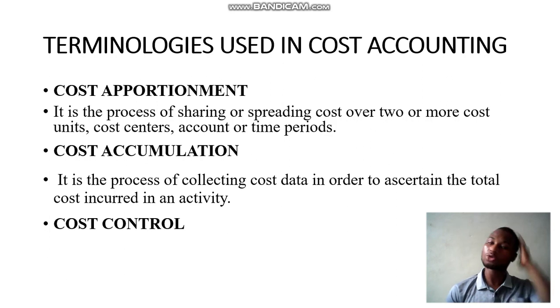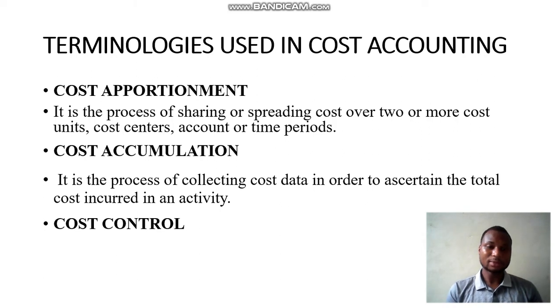Now the next one is cost control. Cost control. When we say cost control, to control simply means we are trying to compare our actuals against our budgets to see any differences that are coming in. So that's what control is all about. So you are controlling. How do you control it? This is what I told you to do.